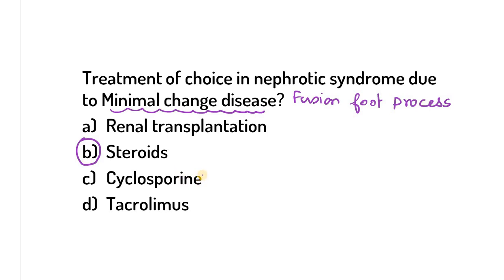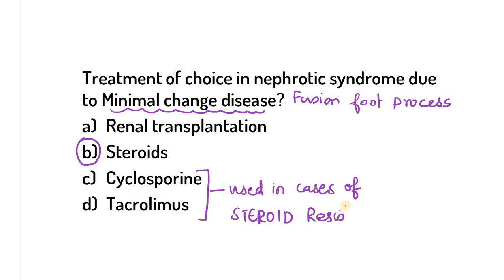Now when we talk about the cyclosporin and tacrolimus, these are used in cases of steroid resistant nephrotic syndrome. Suppose the nephrotic syndrome is not responding to steroid, then we can use this cyclosporin and tacrolimus. Yes, steroid resistant nephrotic syndrome. That is the point I would want you to remember. Only in case of resistance, not usually.